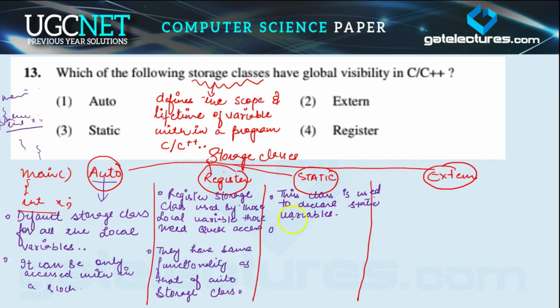So the second point is static variables have a property of preserving their values even after out of scope.